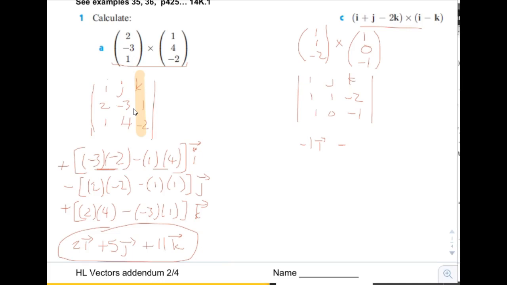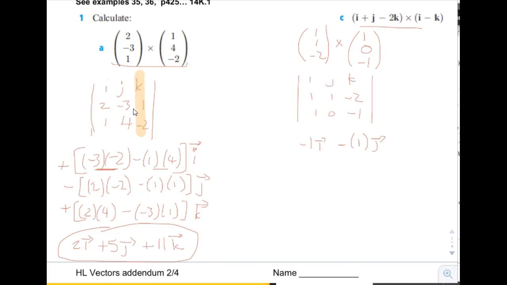The next element is found by covering up the J vector. And here we're going to see that the remaining numbers 1, negative 2, 1, negative 1 would be a determinant of 1 times negative 1, which is negative 1, minus a negative 2, which would be plus 2. So that would be positive 1. But remember, the second element is subtracted, so it also turns out to be negative 1.